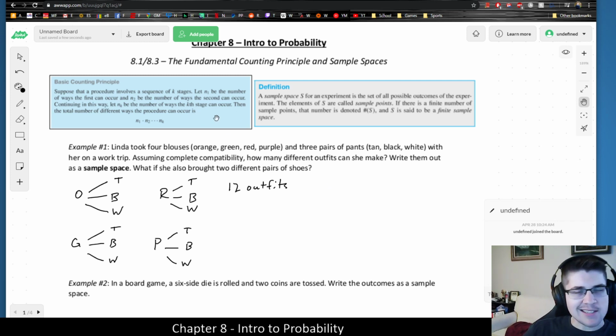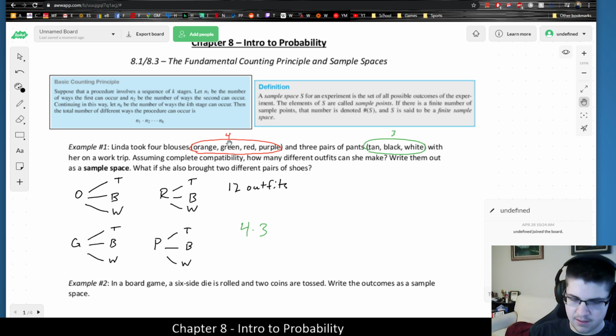But basically, how does this illustrate the basic counting principle? If we view it a little bit differently, we could view the first event as selecting a blouse, to which there are 4 choices, and then the second event as selecting a pair of pants, to which there are 3 choices. And notice that if I just take 4 times 3, that would give me 12, not coincidentally.